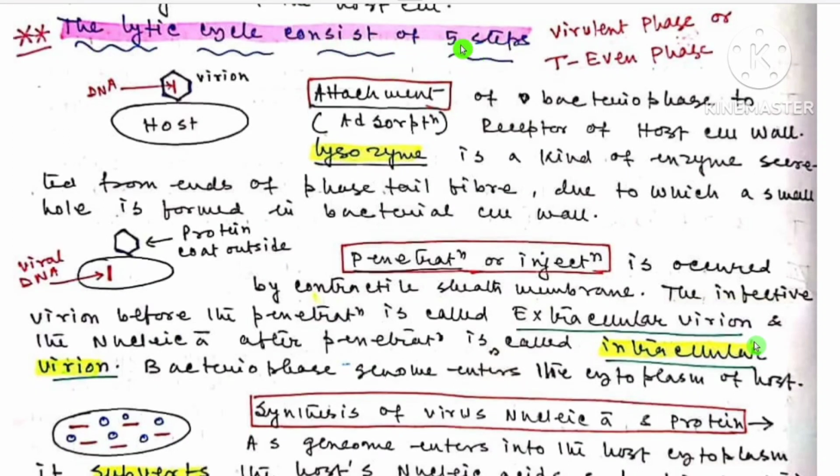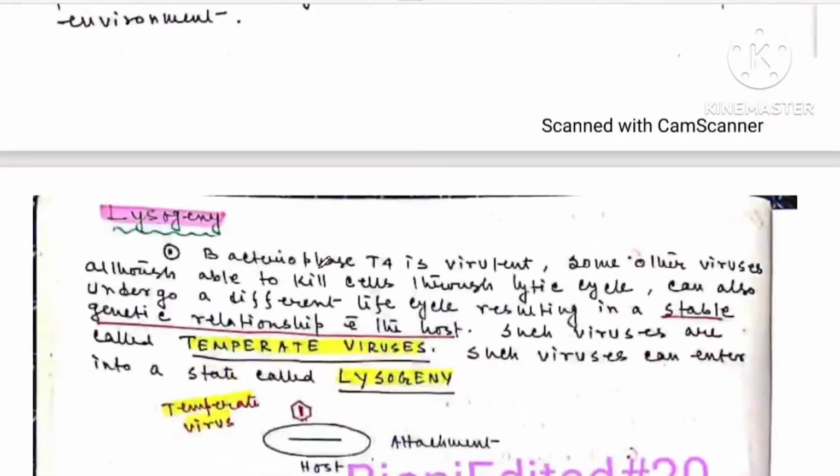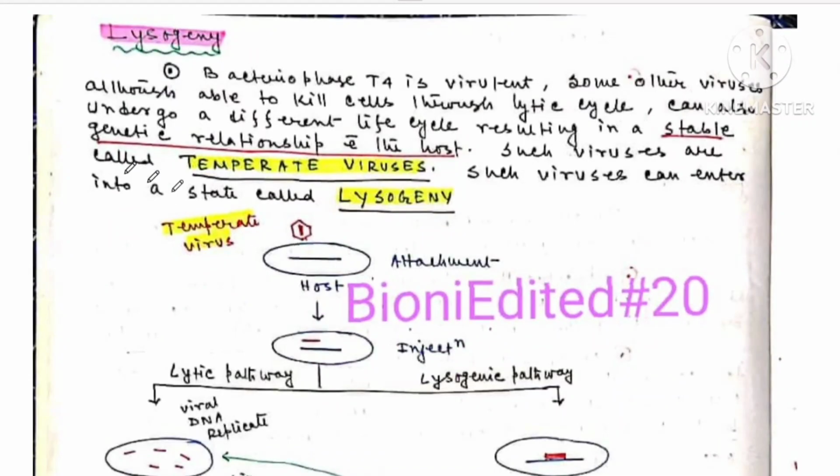We are talking about bacteriophage. In the previous two videos we have discussed the structure of bacteriophage and also different types of bacteriophage. Today we will be talking about the life cycle pattern of bacteriophage. Actually, bacteriophage follow two types of life cycle pattern. One is the lytic cycle and another is the lysogenic cycle. Here we will discuss the lytic and lysogenic cycle.